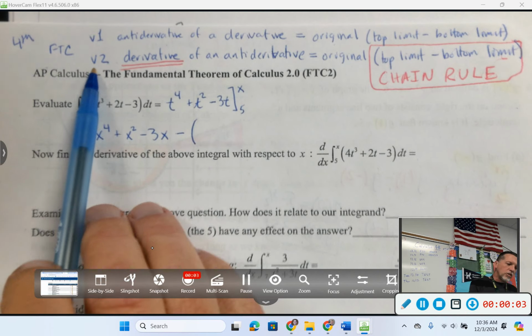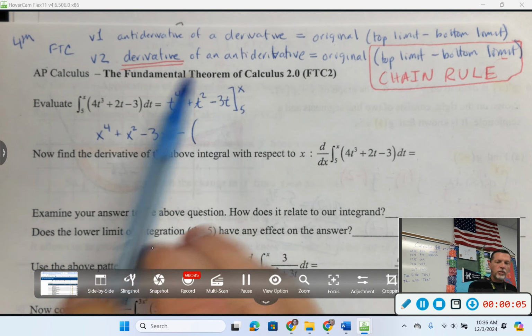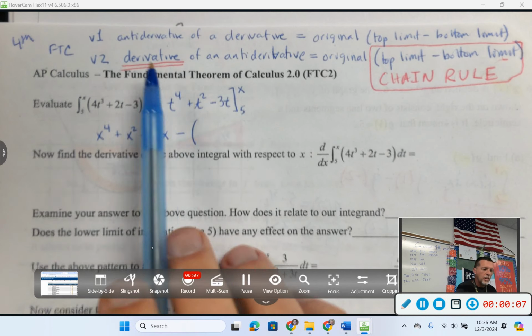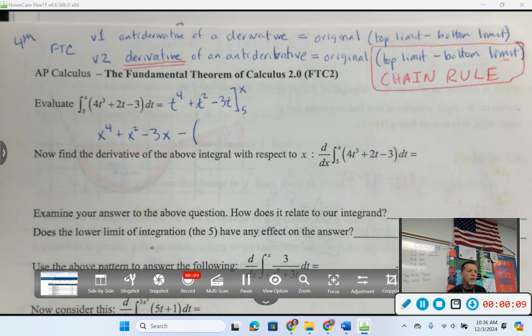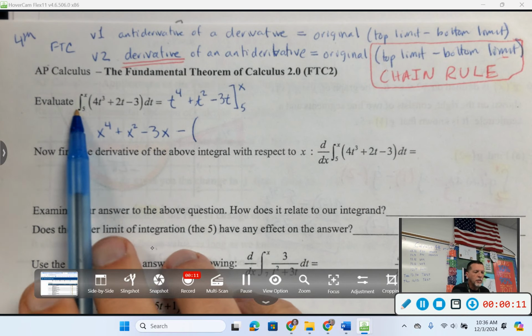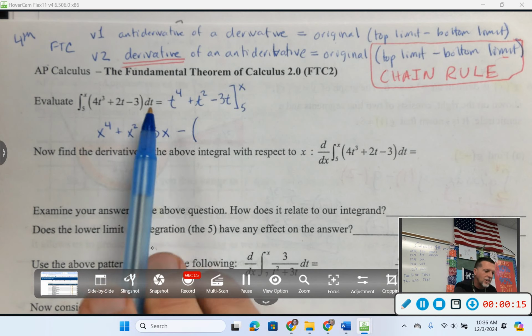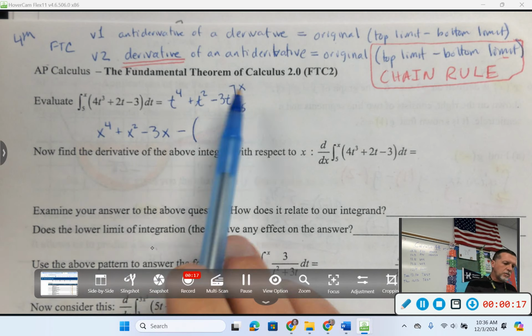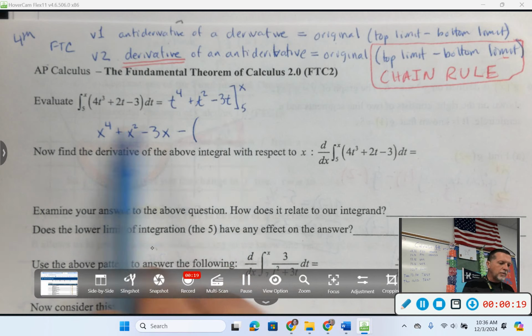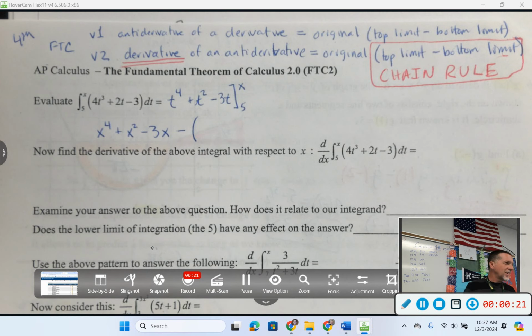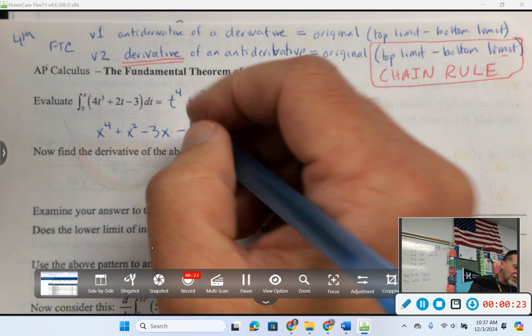This is version 2 of the fundamental theorem of calculus, where we're thinking derivative of antiderivative today. But first we're going to just back up and do a regular, simple antiderivative. Took the antiderivative, plugged in the top, now we're plugging in the bottom. Anybody figure out what 5 to the 4th is? I thought I heard you. 625.